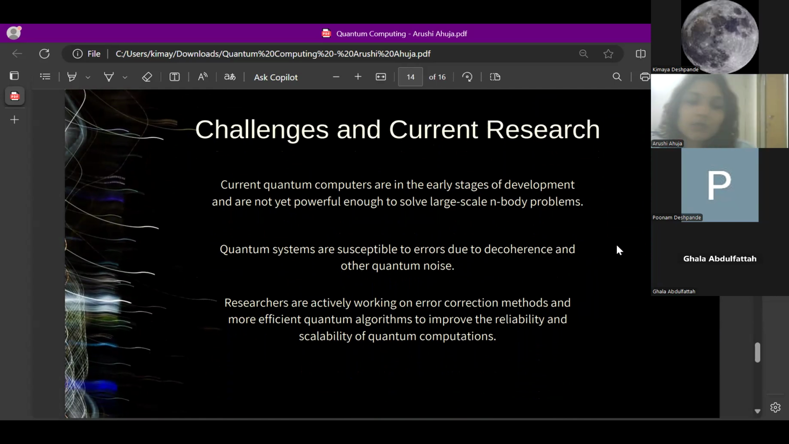But we do know that this is possible in theory, and we have the methods for it. The other challenge that we are facing now, which I mentioned earlier, is quantum noise, right? So basically, the different errors you're getting. And the other is decoherence. Now, scientists are working on different error correction methods or different algorithms to tackle error correction, which can make these quantum computers more efficient and can finally solve the n-body problem.